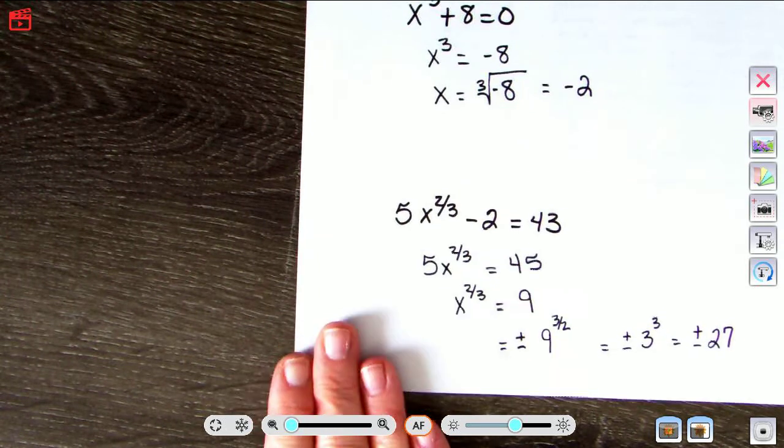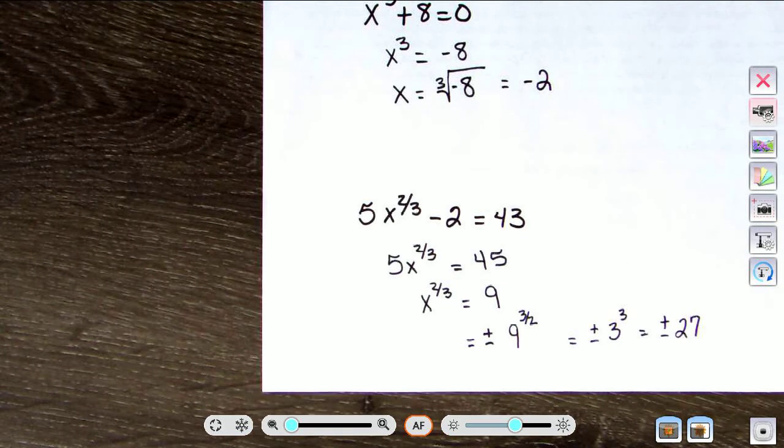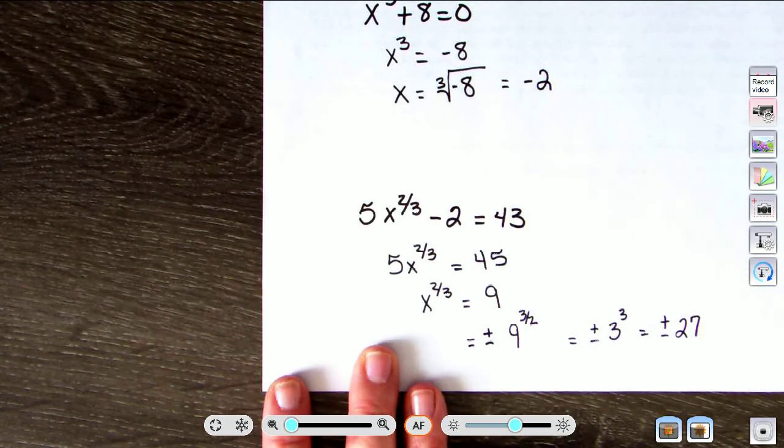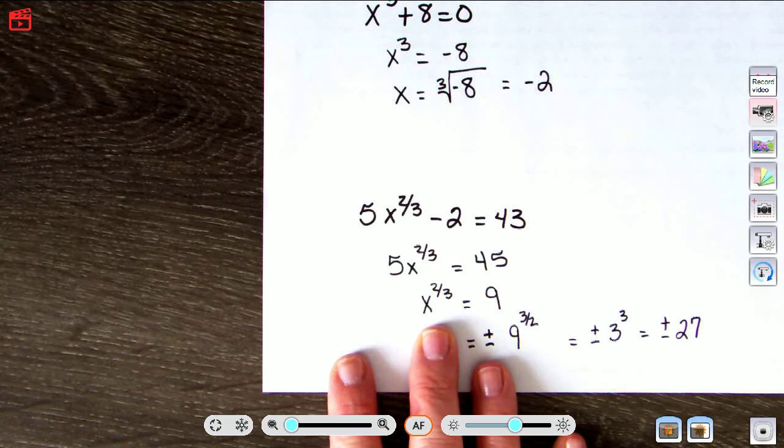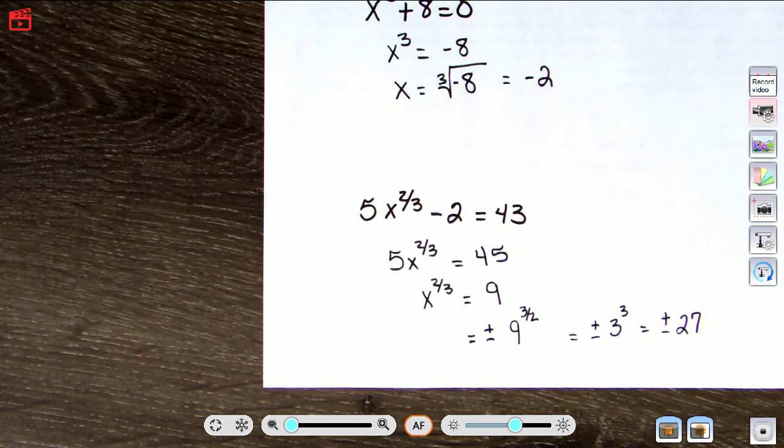So here were some basic equations. Again, most of them were linear unless they were these exponential pieces. But again, the exponential, here we just isolated that x term and then undid the exponent by understanding what the exponent is and then continued on. Until the next chapter.